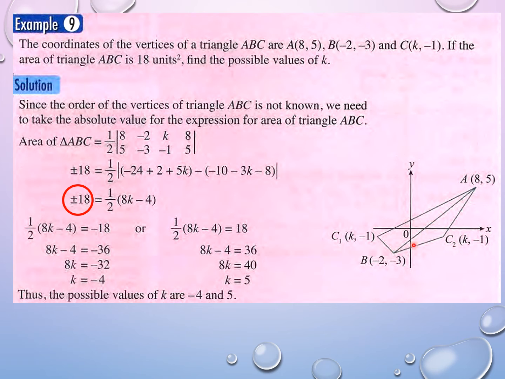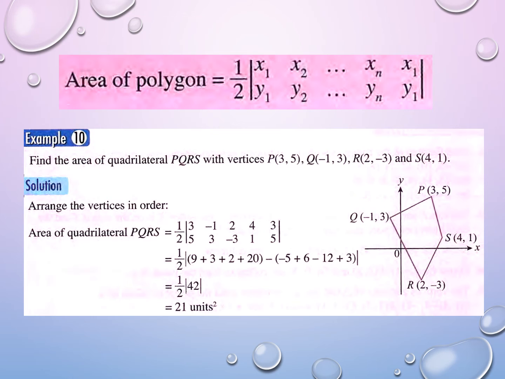That means there are two types of triangle that can be drawn with the area 18. That's why you have two values and both values are accepted. Sometimes it will not, sometimes yes. So we have to try and error. I mean, try to fit in and see whether it's possible or not. If not possible, you have to reject.